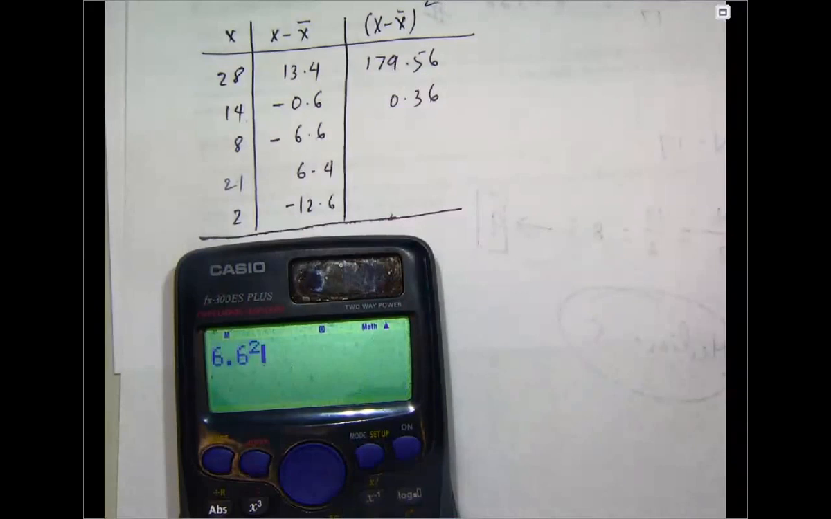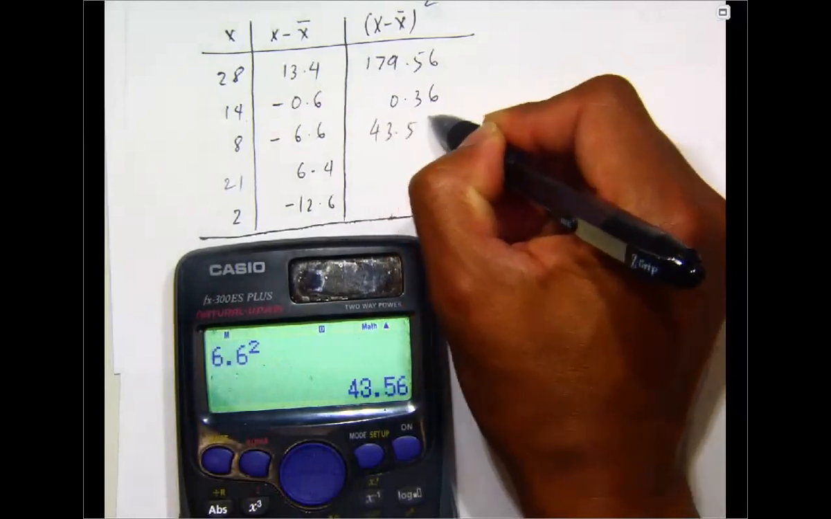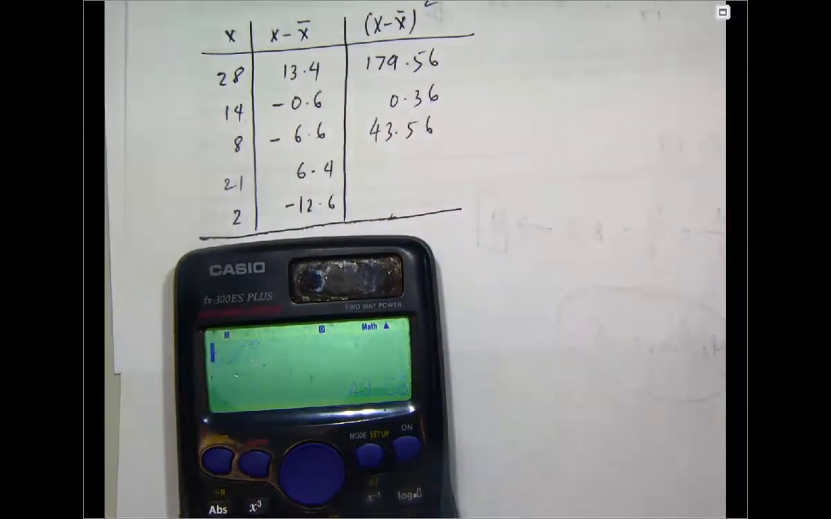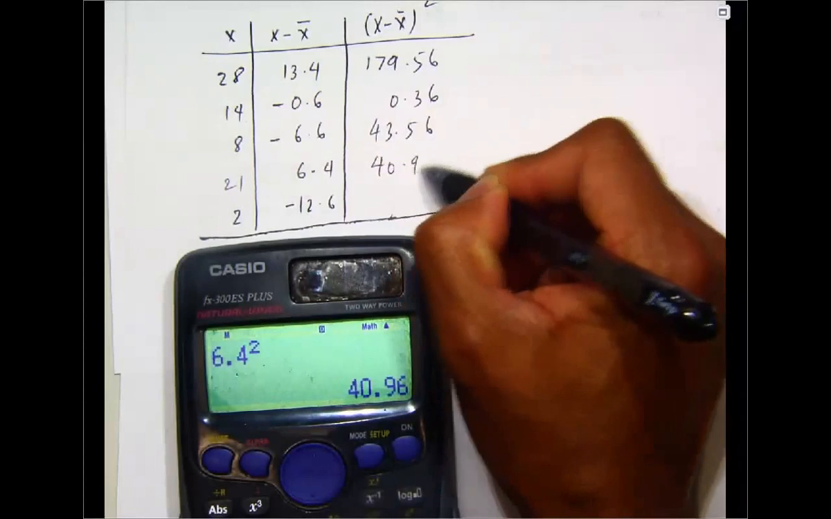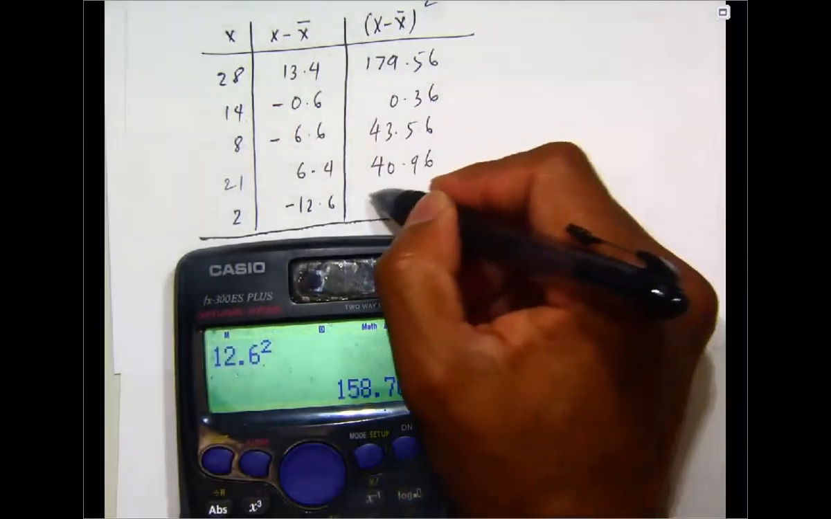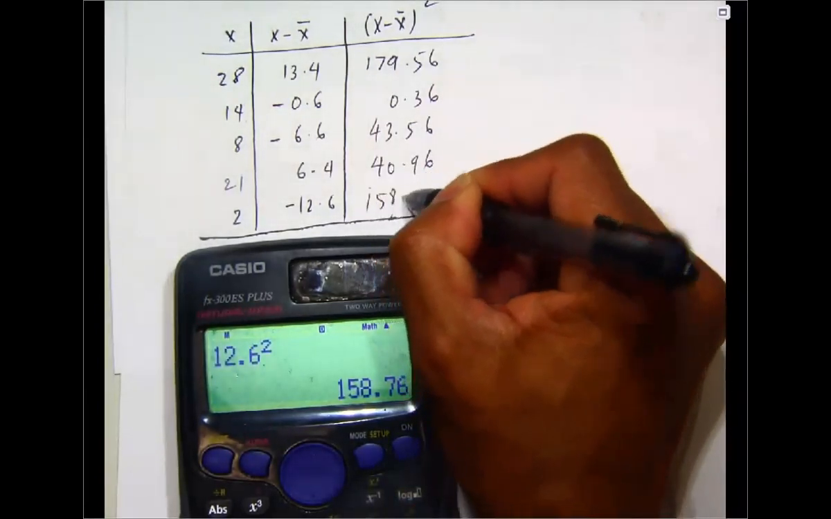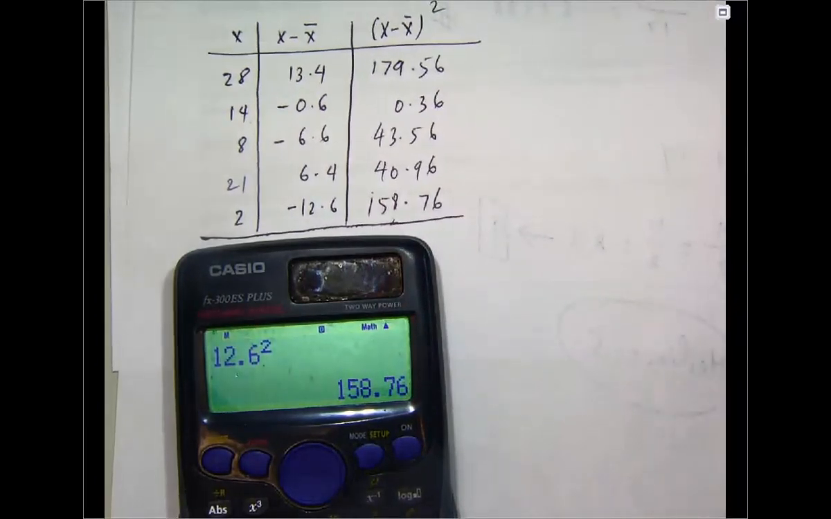6.6 squared is, you can always go from fraction to decimal, 43.56. 6.4 squared is 40.96. 12.6 squared is 158.76. So these are the squares of your deviation.